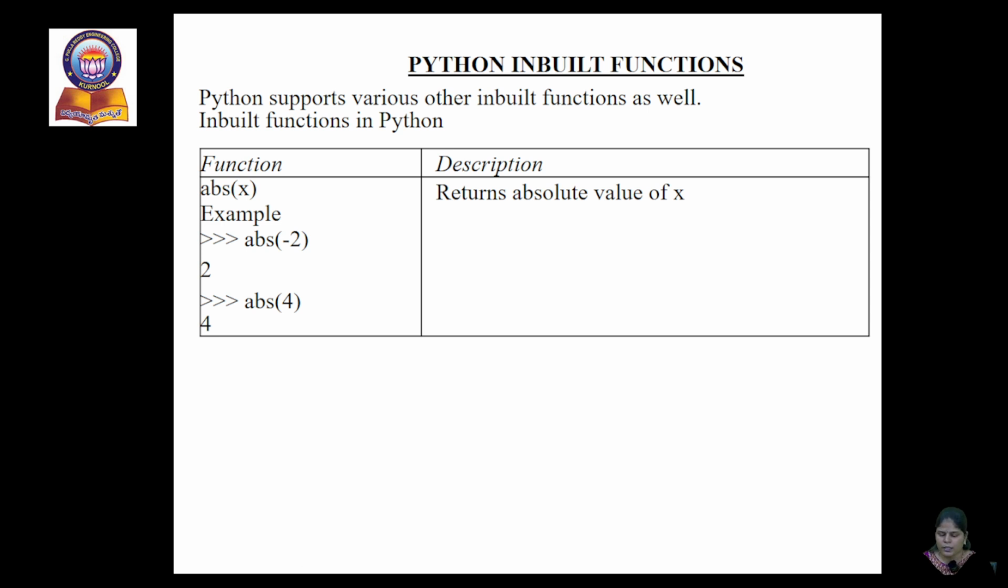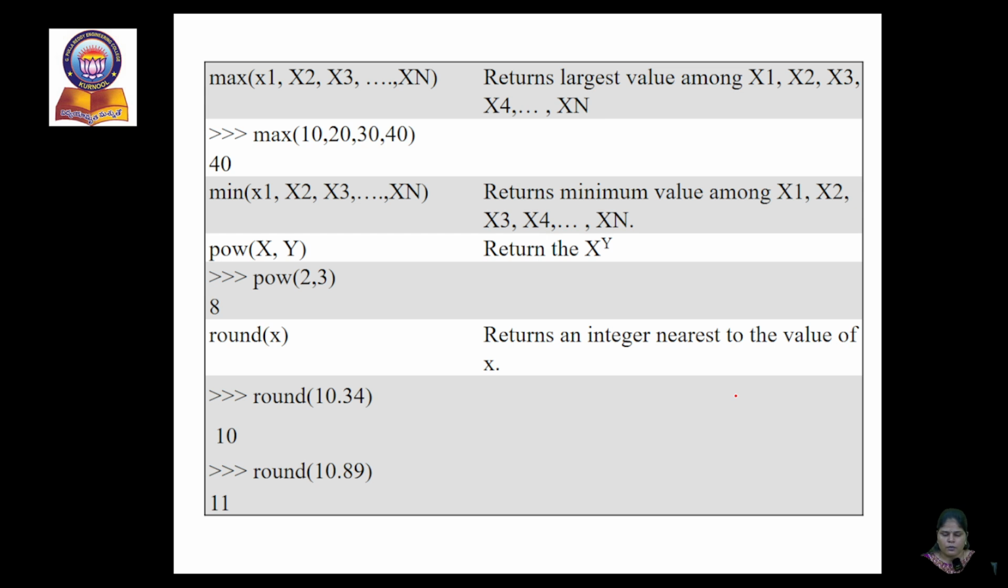In Python we have some built-in functions like abs, which is the absolute value. It converts negative values to positive values and prints the absolute value. Max is used to return the largest value among all the values. Min is used to return the minimum value among all the values.